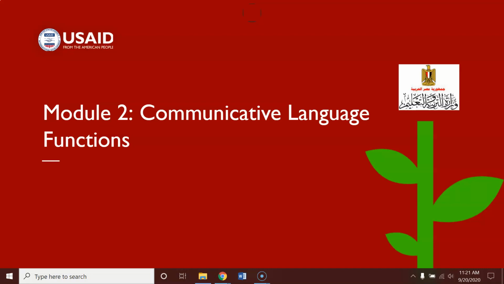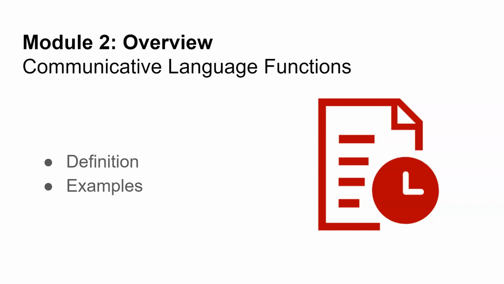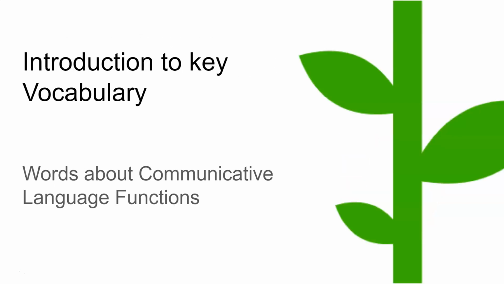In Module 2, we will take a look at another important aspect of academic English, the purpose or function for using language. This module will be shorter than the first. We will first look at the definition of communicative functions, followed by some examples from STEM content.